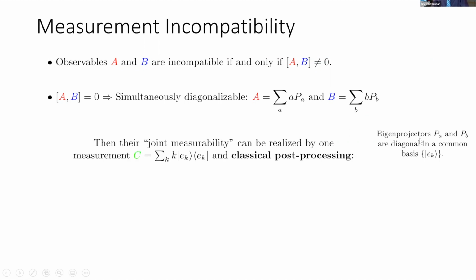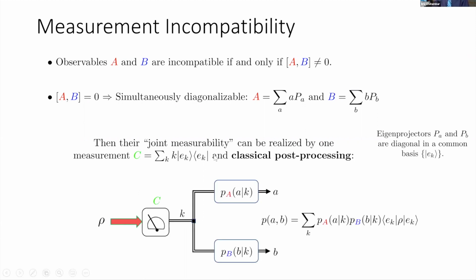And then what I can do is some fine-grained measurement. So I'm taking my eigenprojectors PA and PB and I'm resolving them into an eigenbasis EK. So I can first perform this mother or fine-grained observable C, and then I can do some classical post-processing. In other words, I can construct a device that does the following. I input rho, I measure C, I get outcome K, and then depending on whether I want to measure A or B, I just feed my classical data to either of these classical channels. Everything on the right here is all classical post-processing, and it allows me to define a joint distribution AB in terms of this classical post-processing.